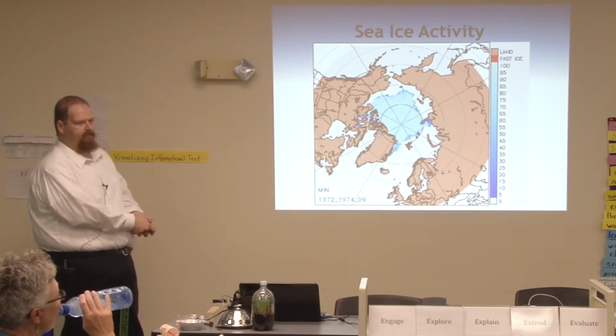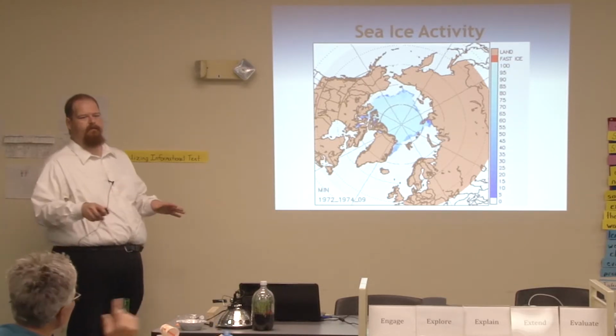Okay, this was the minimum. And you can see in here, the Northwest Passage is actually blocked, so you can't get through. This is called the Northern Sea Route here. It was also blocked back in 1974 at its very minimum.